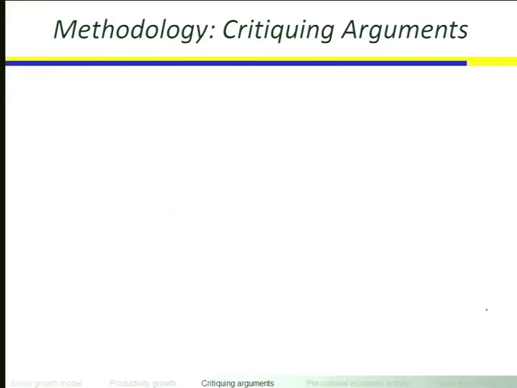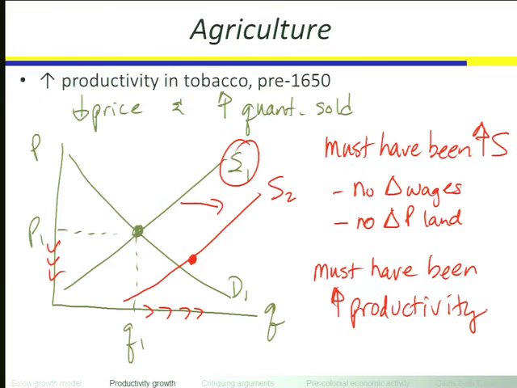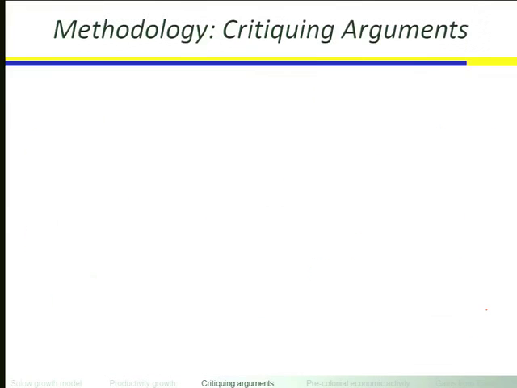So we just told a story. We constructed an argument about what must explain the fall in price and the rise in quantity of tobacco. That's an argument. What economists do, and what economics is all about, is learning how to critique those kinds of arguments, those stories, those models. If you can master this method I'm about to show you for how to critique arguments, you will get A's in all of your economics classes. This is what it means to be an economist. This is how we think. And if you can do this, you're home free.